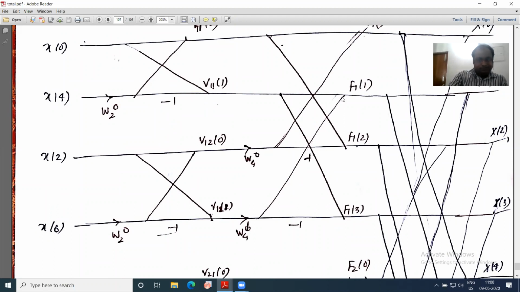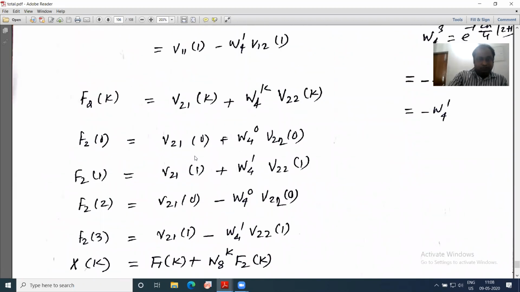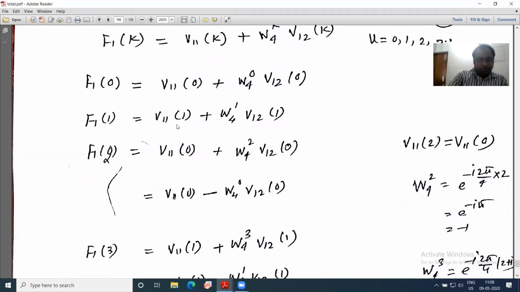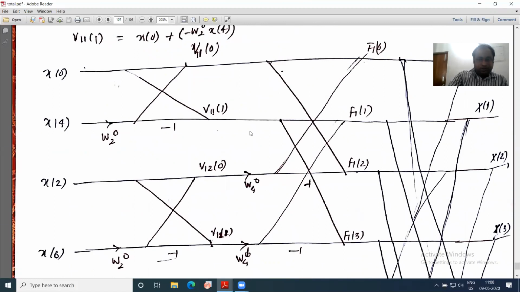Okay? Let us see F1 of 1, that is v11 of 1 plus W4^1 into v12 of 1. So it is coming v11 of 1 here, and W4^1 and v12 of 1. They are multiplied by W4^1, and that goes to here. That becomes F1 of 1. Agreed? Yes, sir. Very good.